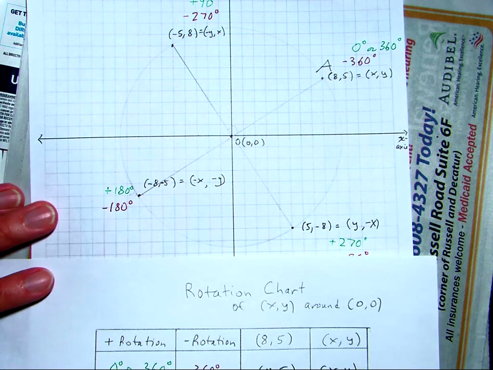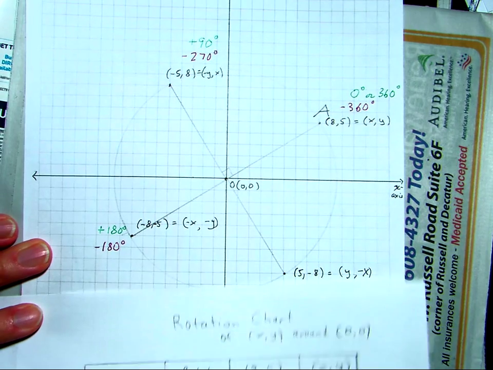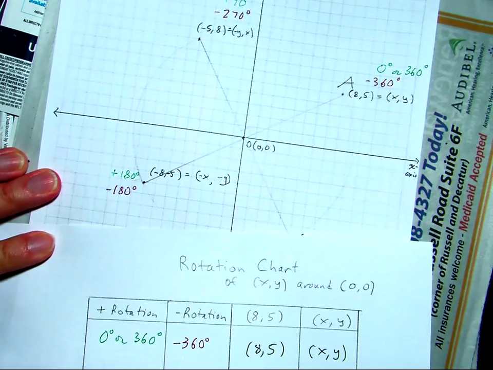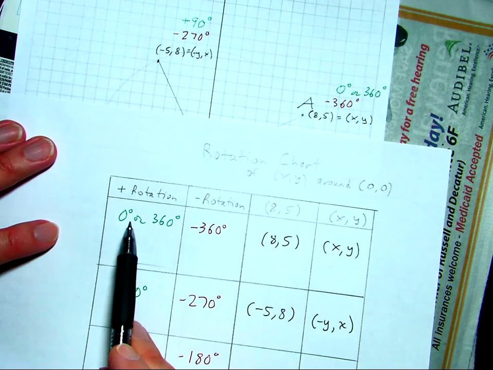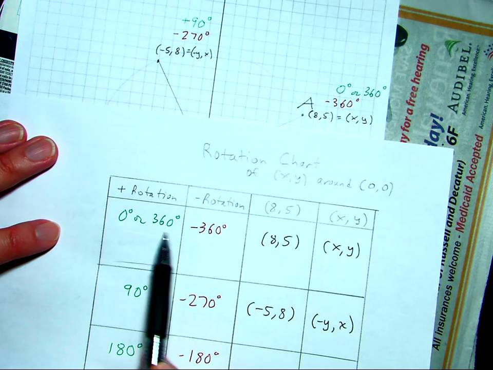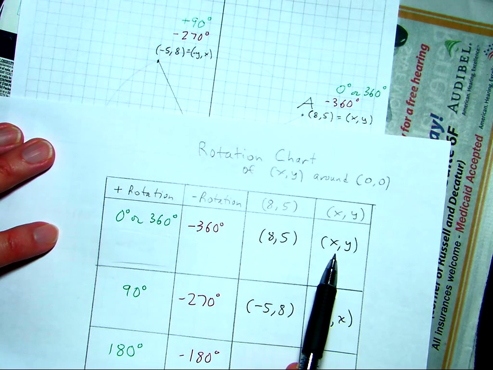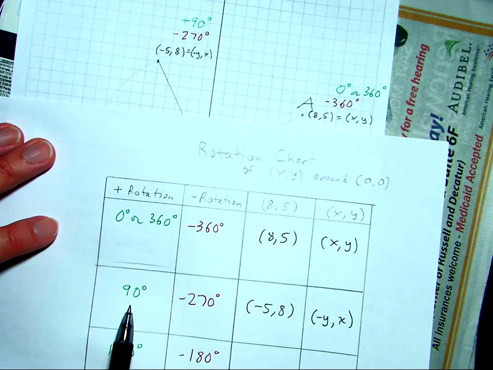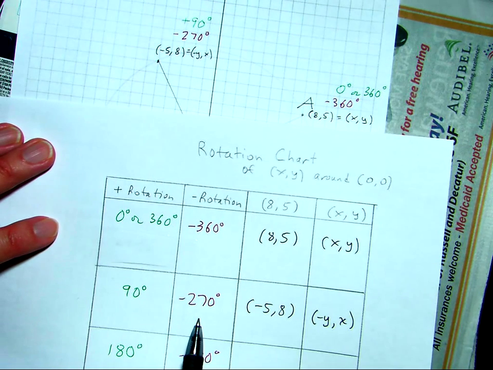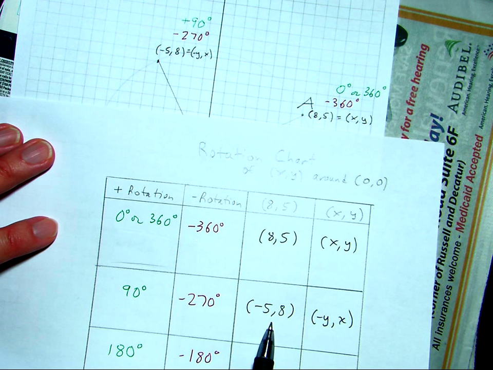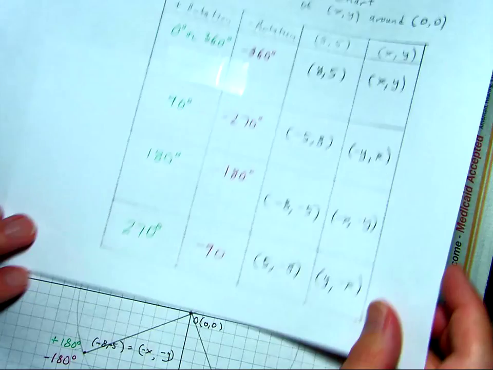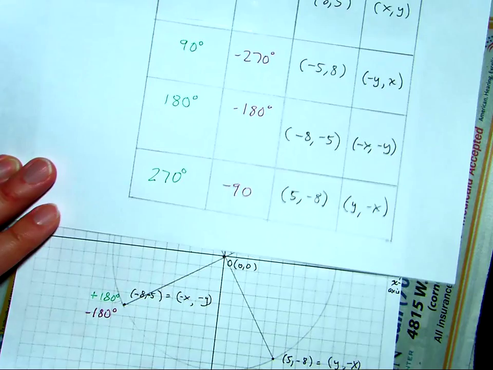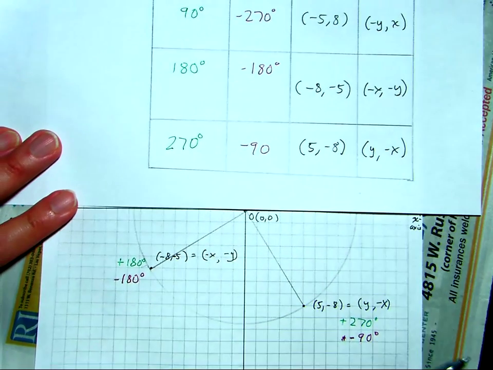So I've taken all the data in the graph that we just completed here, and I put it in this rotation chart. Okay, so I've gone step by step, and for example, this first line shows that for 0 rotation, which is the same as 360 or negative 360, we start with x,y, we start with 8,5, and then at 90 degrees up here, or negative 270 degrees rotation, we go to negative 5,8, which is the same thing as negative y comma x. I just copied it from there, and then I've copied from the 2 bottom positions to make 2 more columns in this chart.